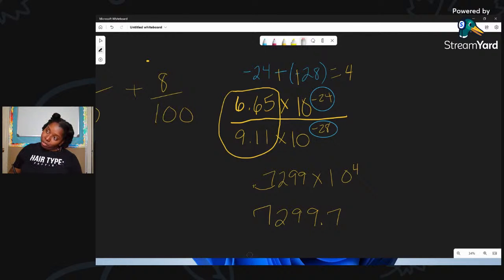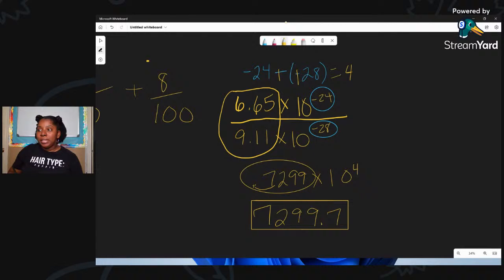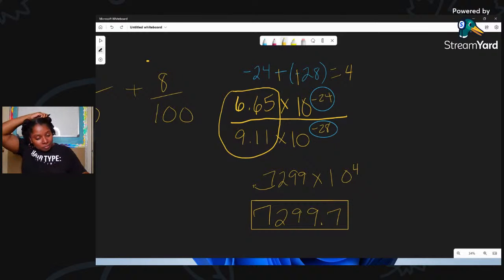Subtract your exponents. So when they have the same base, we're going to subtract the exponents and you get 10 to the 4th power and you end up getting a really large number, 7,299.7. So this is a great lesson in making sure you don't round until the very end, because if we rounded this part right here to 0.7, we would have missed out on all of these other numbers. Okay, so let me know if that helped you.